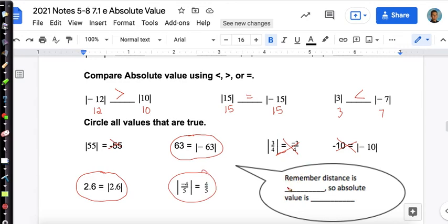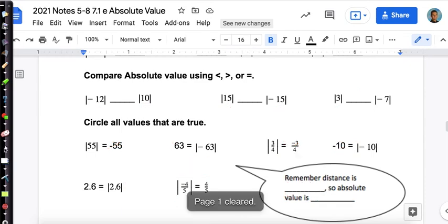So in this blurb here, it says, remember distance is positive, so let's fill in positive. So absolute value is positive. And let's look at one last example.